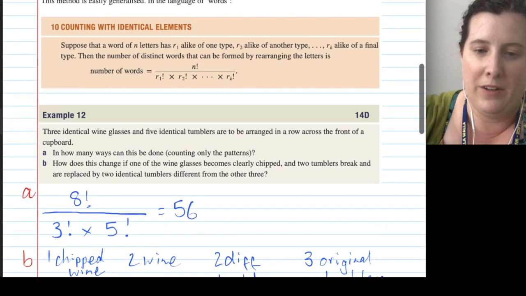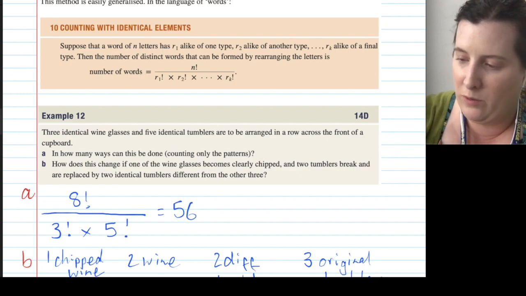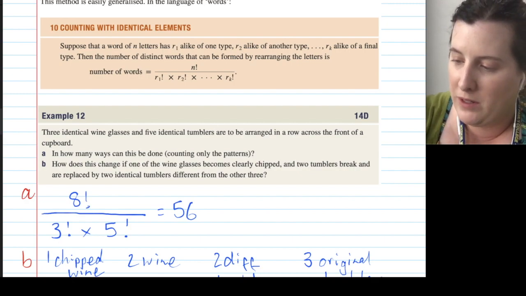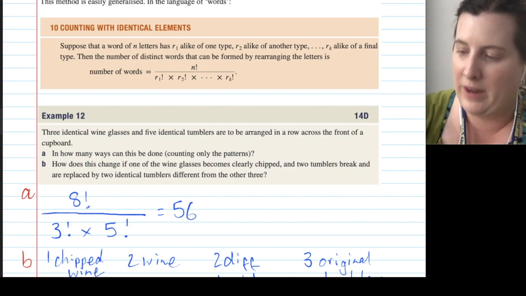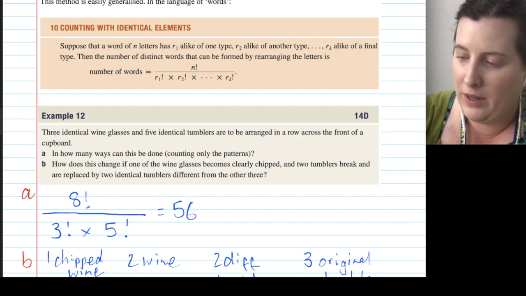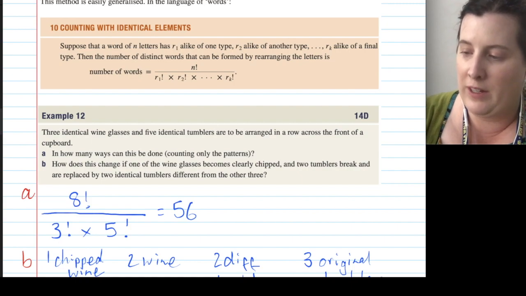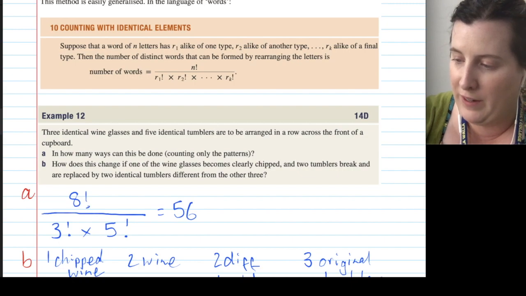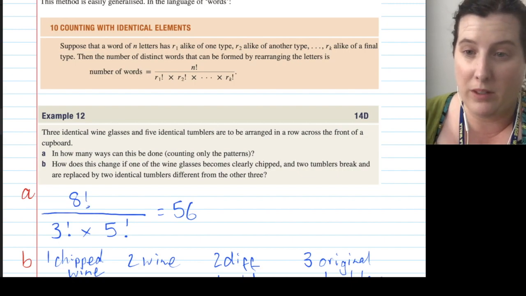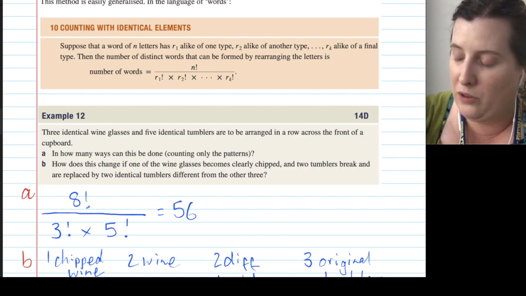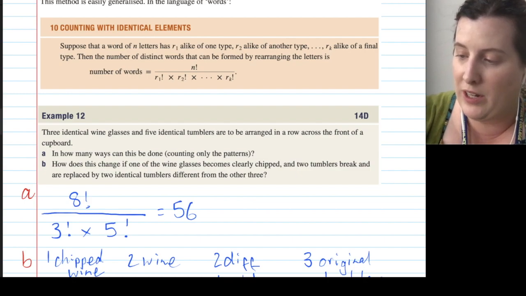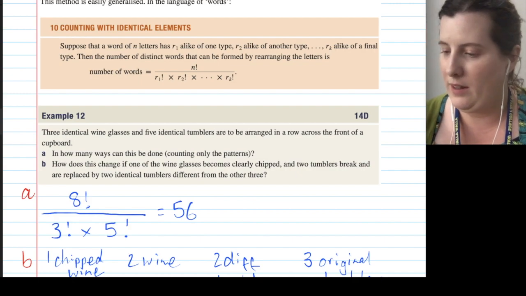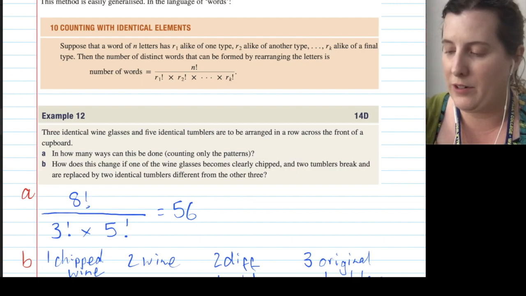Okay, so again, we would have wanted to start with 8 glasses, so 8 factorial. We have to get rid of all these rearrangements. So there's 1 factorial way of rearranging that chipped wine glass, 2 factorial ways of rearranging the other wine glasses, 2 factorial ways of rearranging the new tumblers, and 3 factorial ways of rearranging the original tumblers. Calculator, that all comes out to 1,680.